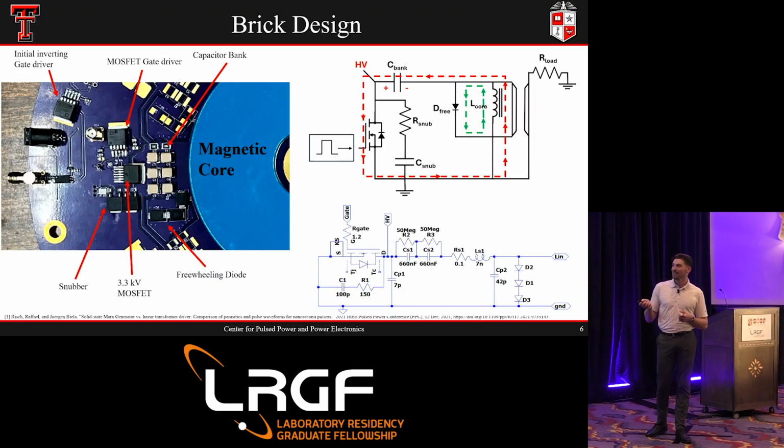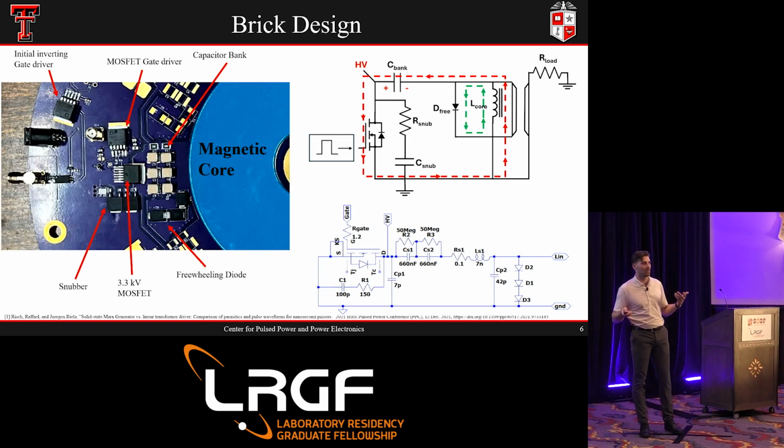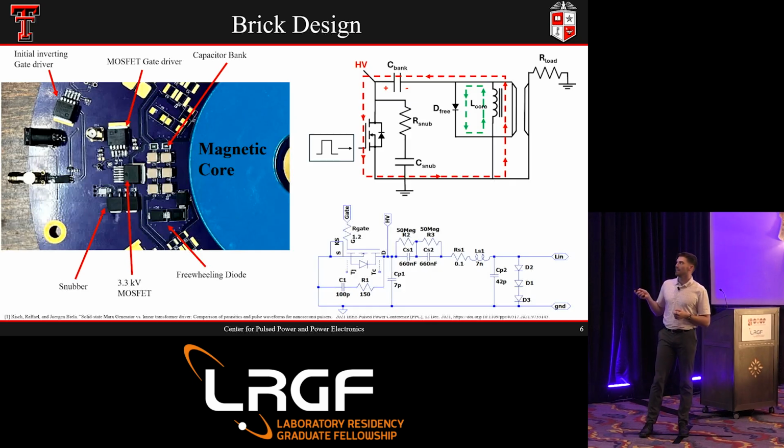So the brick design: MOSFET, capacitor bank, freewheeling diodes. I found out this freewheeling diode is very important. If you don't have it, the dI/dt when your MOSFET switches off will also blow up your MOSFET. So this loop here is very important. When you switch it on, your MOSFET closes and you get a high voltage path here. Then when you switch it off, you have to let the magnetic energy stored up in the core discharge somewhere, and it discharges through that freewheeling diode.